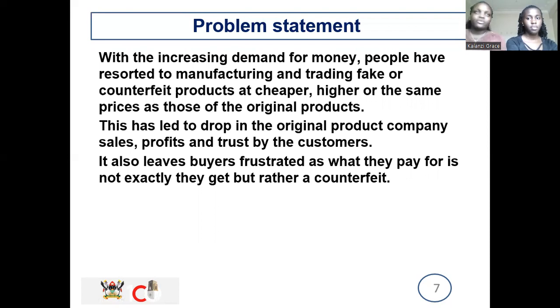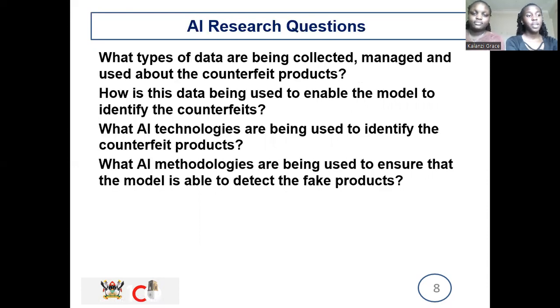What will happen, my money will go. Yeah, that's basically our statement. Yeah, and the next slide. For this research, because when you're doing a project, you still have to research. So for our research, these were our questions.